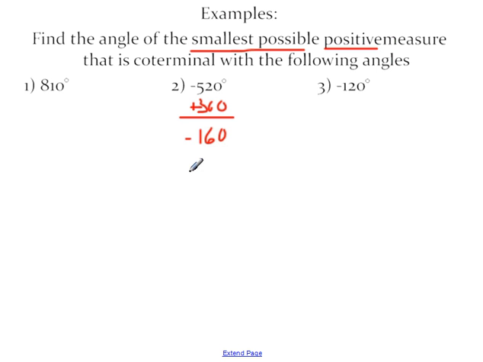Now it's still negative, so I'm going to have to add 360 again. That puts me at 200, hopefully. Now that is positive, and it's the smallest one, because if I go in order, I started here at negative 520, then I got to negative 160, then I got to positive 200, so that would be my answer. So that concludes the notes for today.